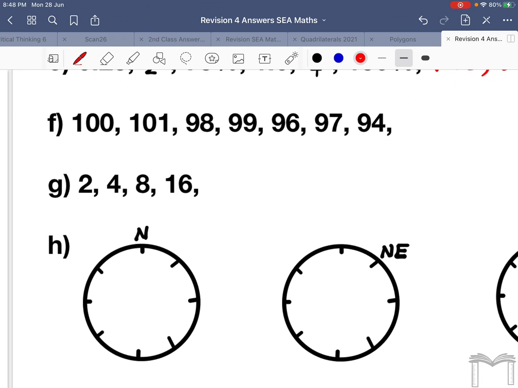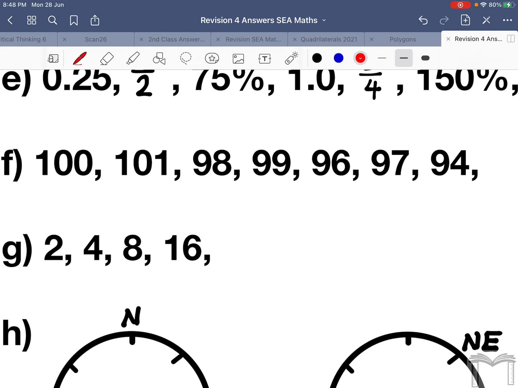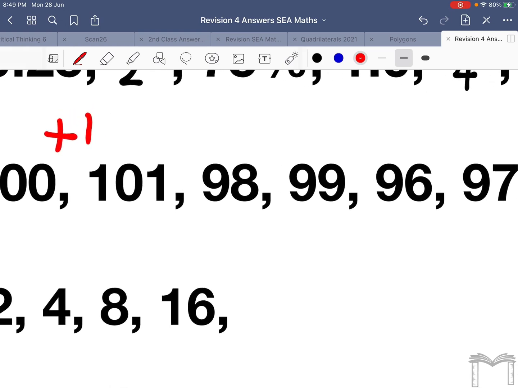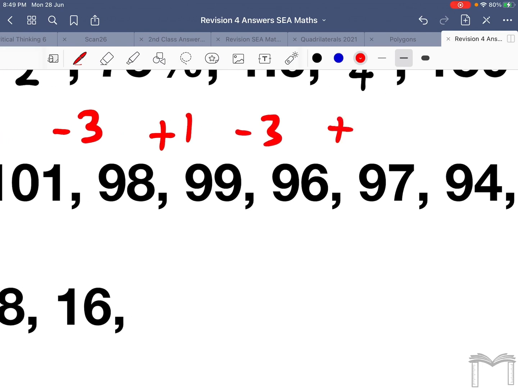Next one, F. So let's see. We are increasing here, so that's plus 1. And then we are decreasing. 101 minus 98 will be 3. So we are minusing 3. Then again we are adding 1. Then again minusing 3. Then again adding 1.